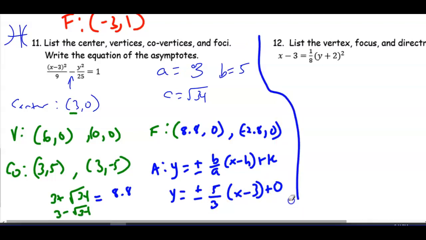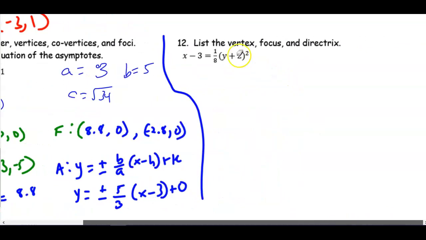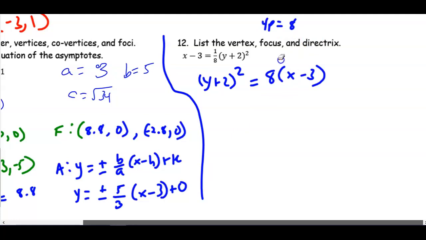Alright, next: list the vertex, focus, and directrix. First of all, I'm going to write this back in standard form; this is vertex form. So (y plus 2) squared equals 8 times (x minus 3). Now real quick, 4p equals 8, so p equals 2. Now the vertex is going to be (h, k), which is 3, -2. Alright, that's our vertex.